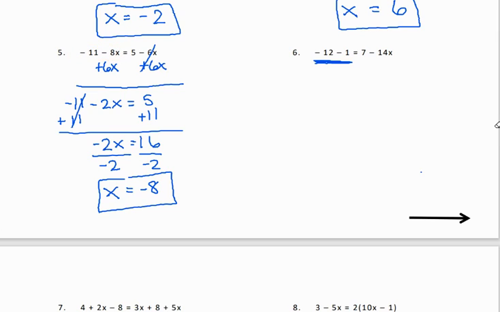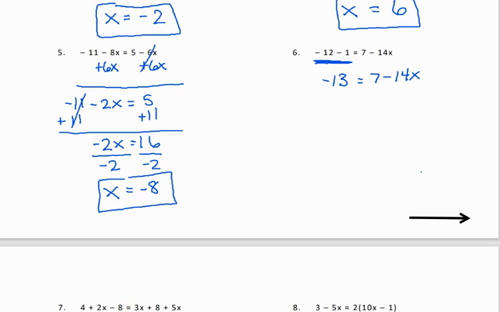On number 6, what I underlined are both numbers. What we call those are like terms. I can actually do that. So if you can actually simplify something on one side before moving it from left to right, do so. So I'm going to actually put that together. Negative 12 minus 1 is negative 13. On the right-hand side, it's a 7 and a 14x. Those are not like terms. One of them has an x and one of them doesn't, so I just have to copy it as is. Okay, so if there are like terms, try to put those together first.